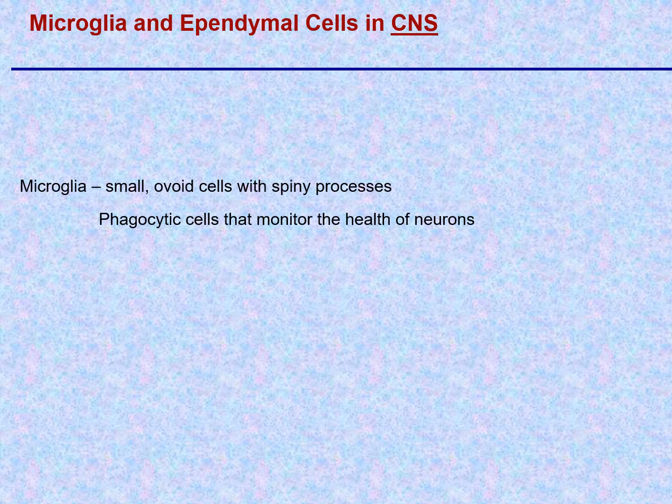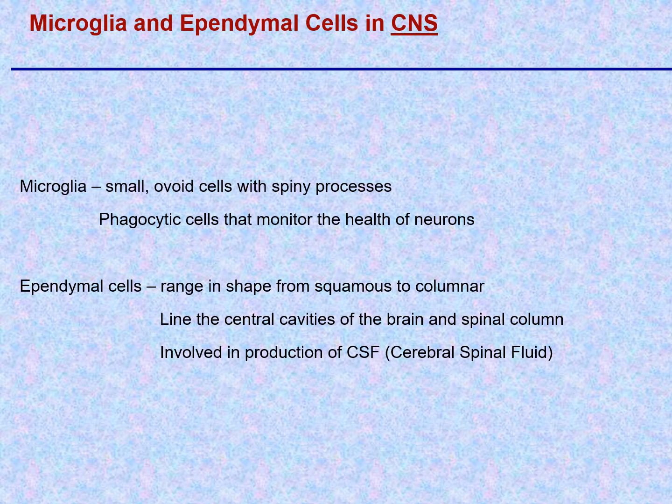Okay, those were astrocytes. Besides astrocytes, in the central nervous system, in terms of supportive cells, neuroglial cells, you also have microglia, and also ependymal cells.